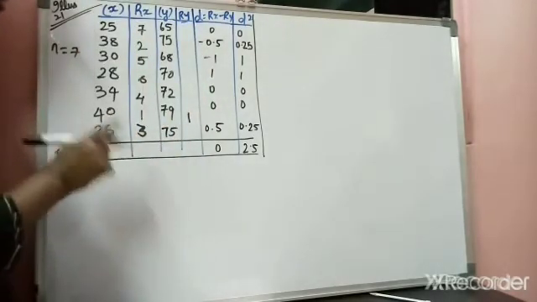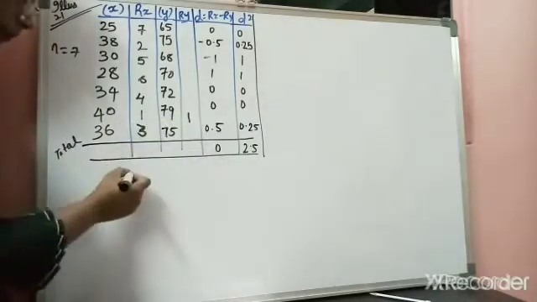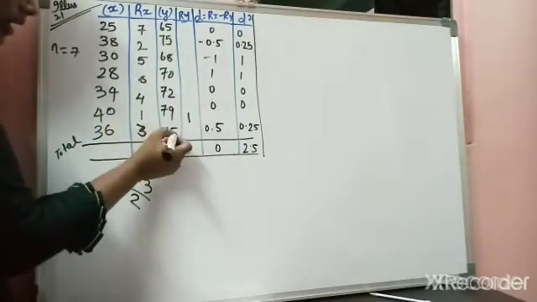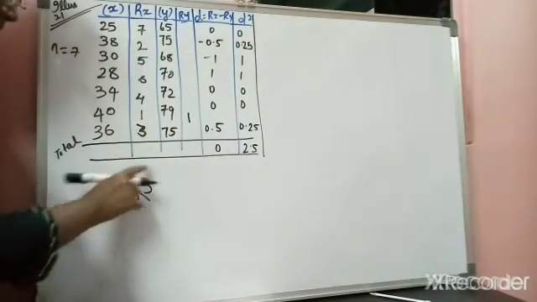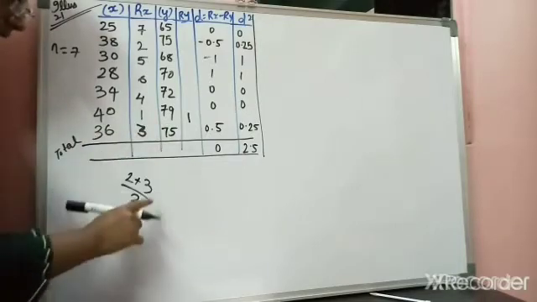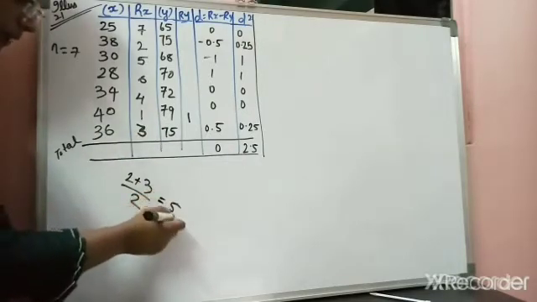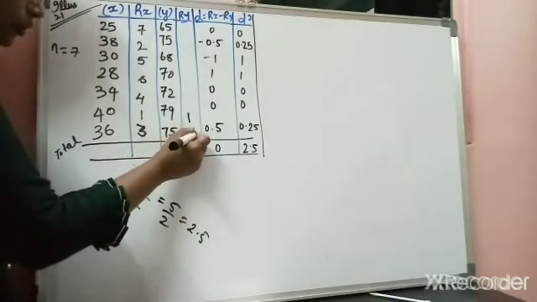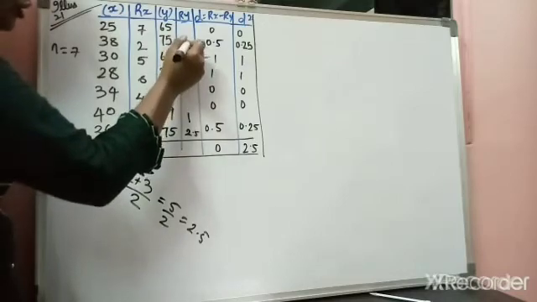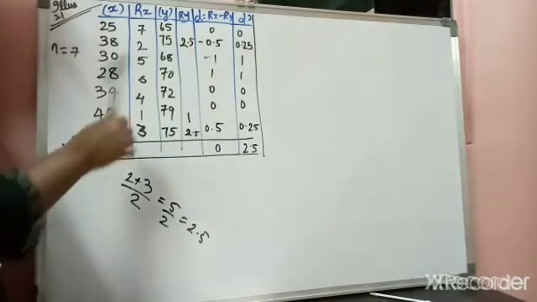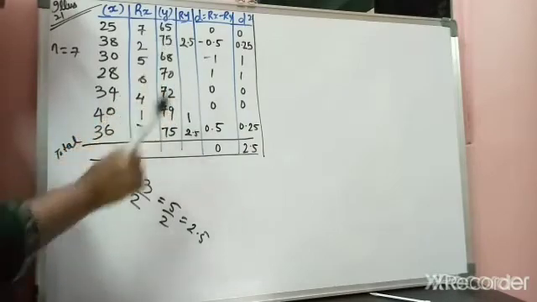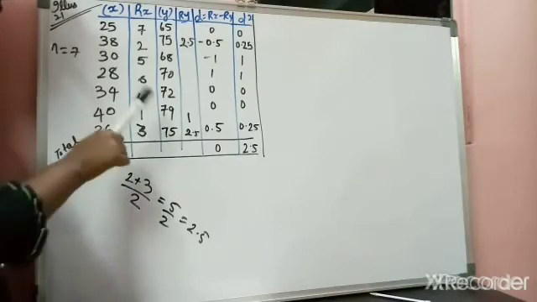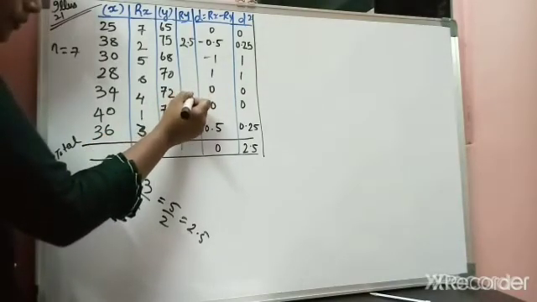In that case you have to take the average. So after 1, 2 plus 3 divided by 2. Why 2? Because it is repeating twice. That is why we are taking the average of these two values. So 2 plus 3, 5, divided by 2 is 2.5. So here the rank would be 2.5 and here also 2.5. Then after that you have 72 as the highest, so after 3 you have to assign 4.